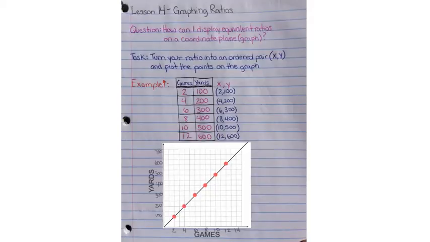Graph an ordered pair. The question we're going to seek to answer by the end of this lesson is, how can I display equivalent ratios on a coordinate plane or a graph? Sometimes we call a coordinate plane a graph. It's just the fancier term for graph.